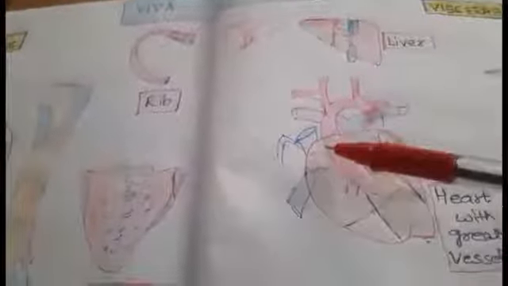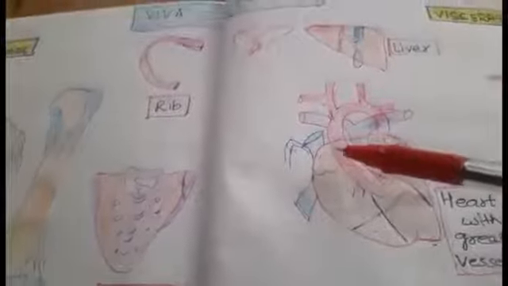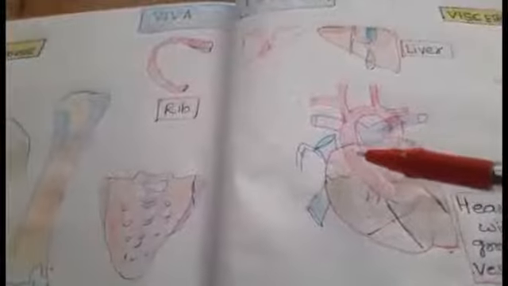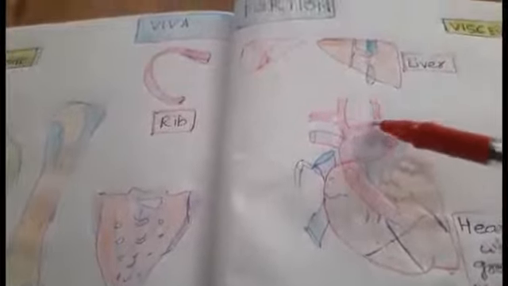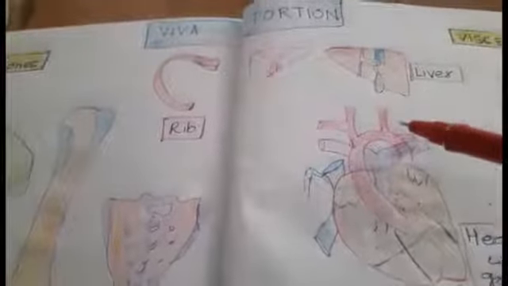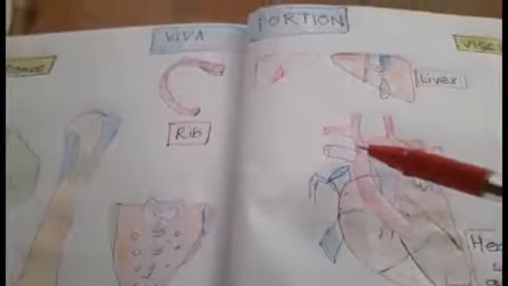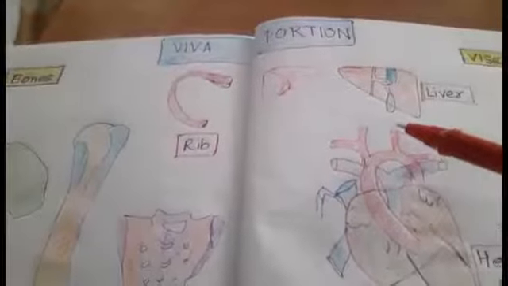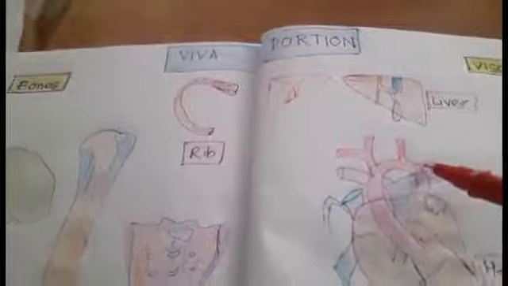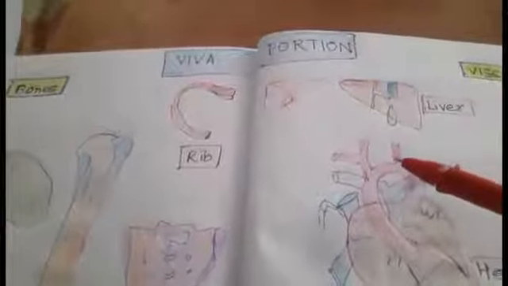The examiner may ask, what are the branches of the ascending aorta? It is the left coronary artery and the right coronary artery. And what are the branches of the arch of aorta? It is 3. That is the brachiocephalic artery, left common carotid artery, and the left subclavian artery. Don't say right brachiocephalic. It is only brachiocephalic artery.